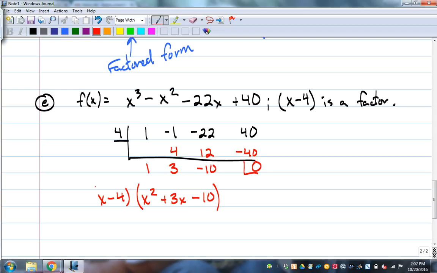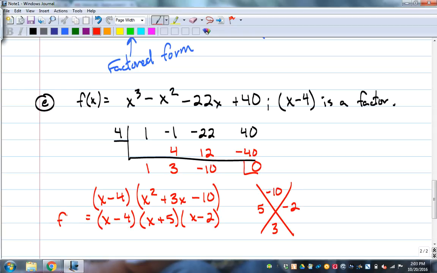So I got x minus 4 as a factor, and then I've got this trinomial. What I want to try to do is factor that trinomial. Multiply on top, add on the bottom. 5 and negative 2. There you go. So that'd be x plus 5, x minus 2. And we still got the x minus 4 from the beginning. That's the factored form of that polynomial. Not bad at all. Really, it's pretty nice.